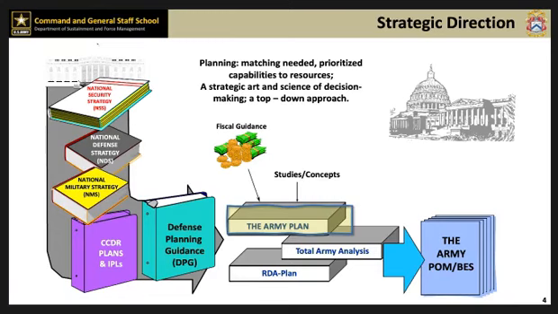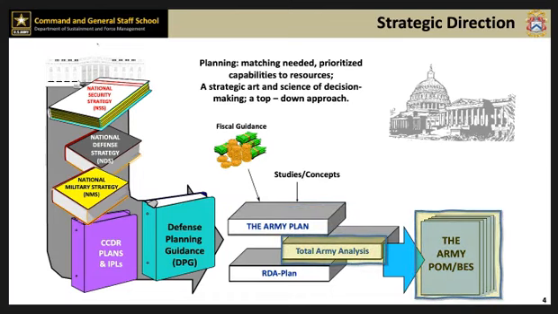This strategy guidebook informs Total Army Analysis, or TAA. TAA decisions, which are announced in an Army structure message, provide the baseline force structure used in building the initial POM, or Program Objective Memorandum. We'll talk more about the POM and the Budget Estimate Submission, or BES, during F107.